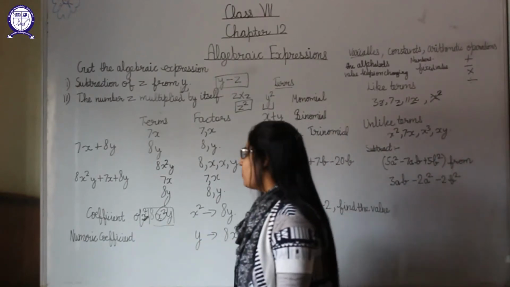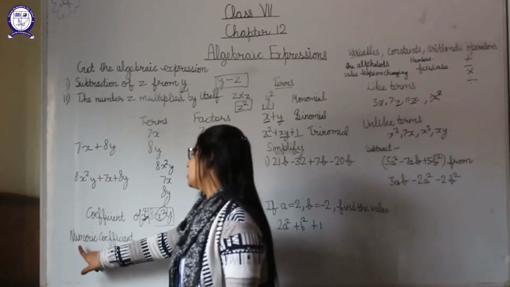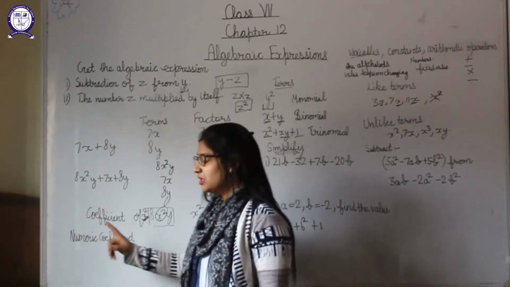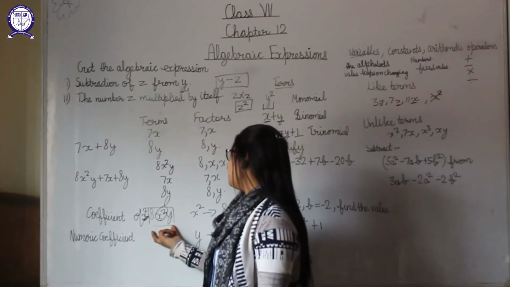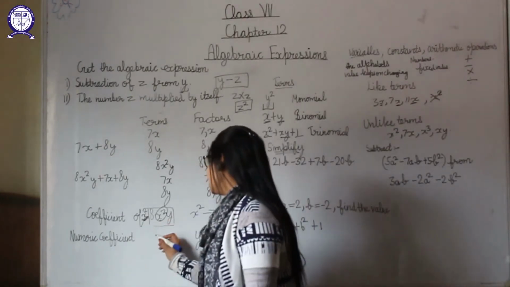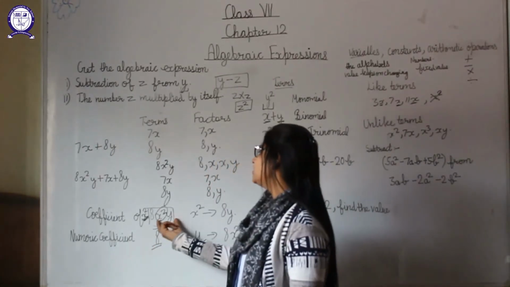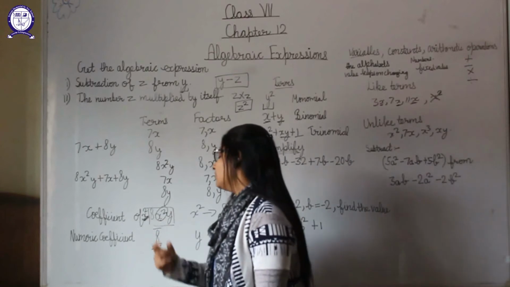But what about numeric coefficients? What are the numeric coefficients? As the word is suggesting, numeric means the number. Okay, so if 8x square y is there, what will be the number in this? 8 is the number here, right? So 8 is the numeric coefficient of this term, 8x square y.